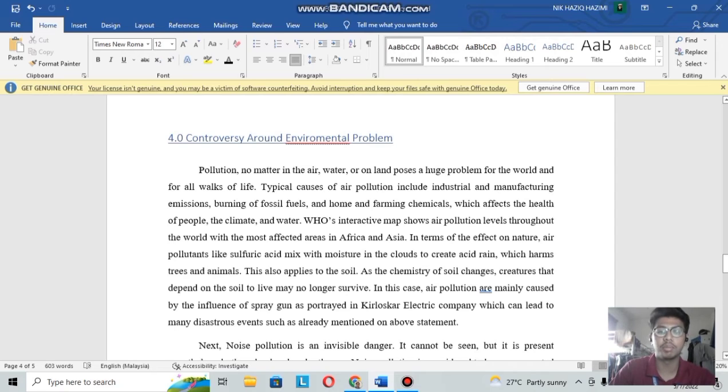This also applies to the soil. As the chemistry of soil changes, creatures that depend on the soil to live may no longer survive. In this case, air pollution is mainly caused by the influence of the spray gun as portrayed in Kirloskar Electric Company, which can lead to many disastrous events such as already mentioned in the above statement.